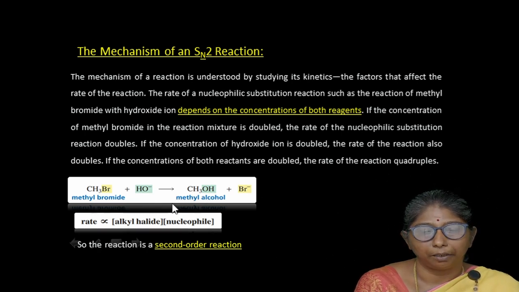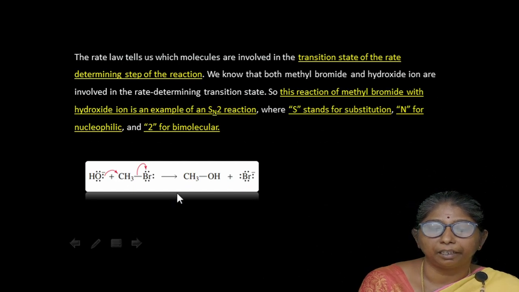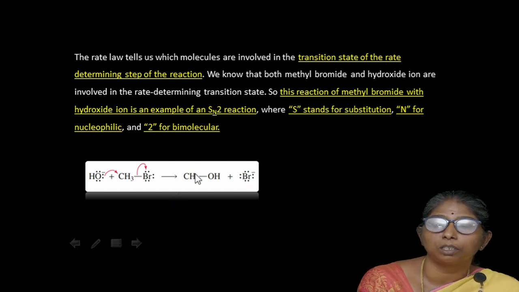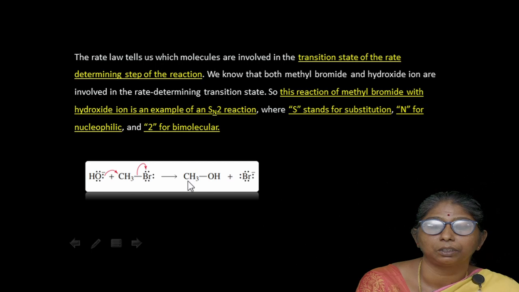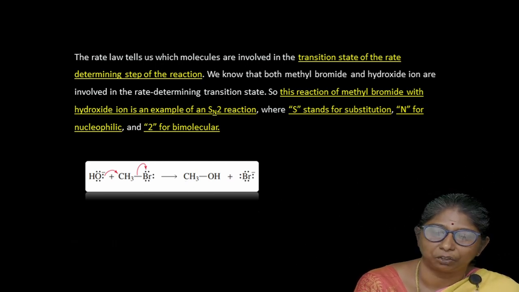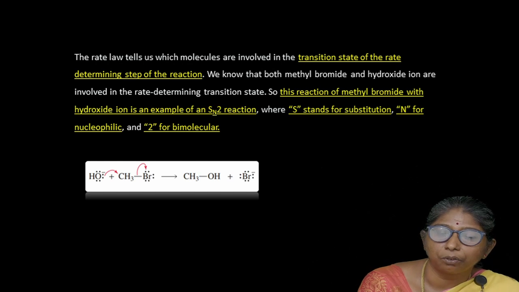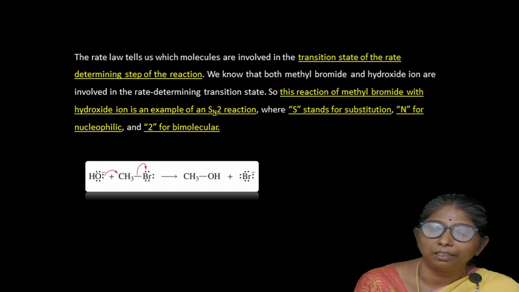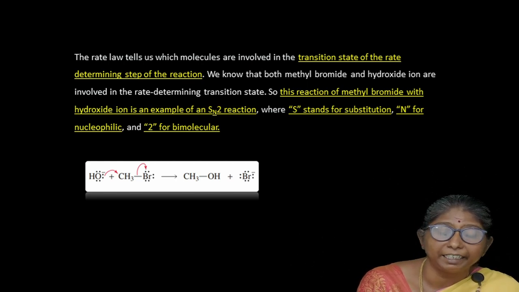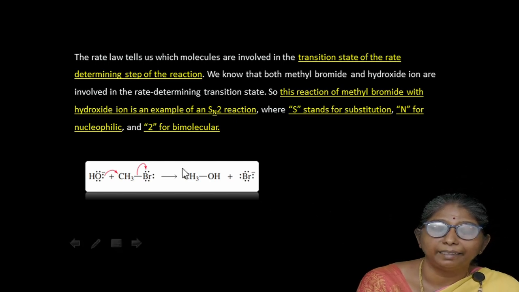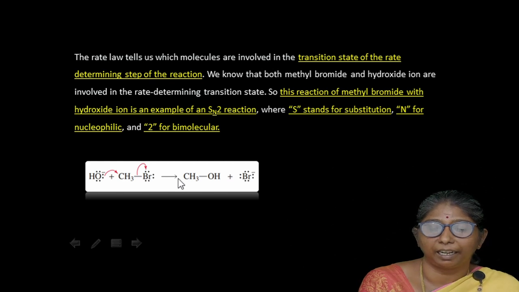Okay, now we'll move to the next step. Here the rate law tells us which molecules are involved in the transition state, so only by seeing the rate law we can study the mechanism of the reaction. What we have understood is that the rate determining step of the reaction is a slow step, and that step involves the concentration of both methyl bromide and hydroxide ion.